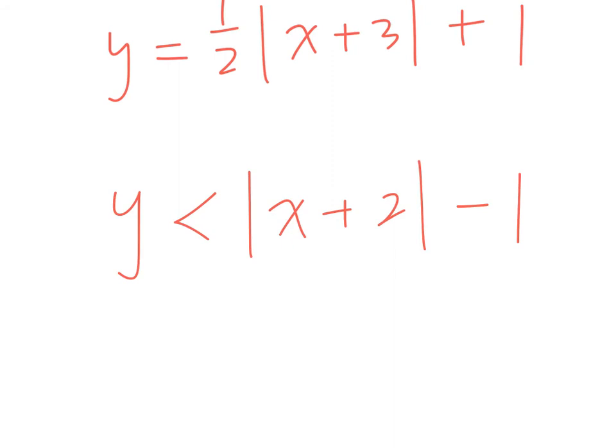What's the difference between this and this? It's a dotted line. Okay. We're not equal to, so it has to be dotted. There we go. The graph has to be dotted.